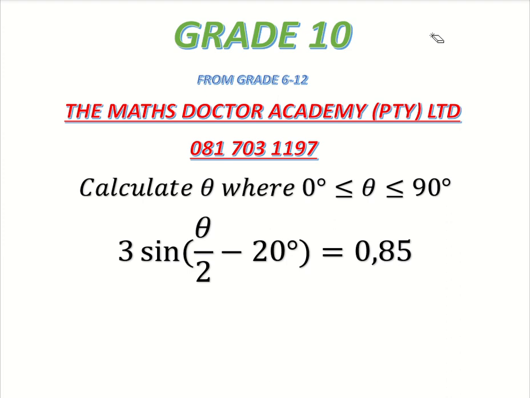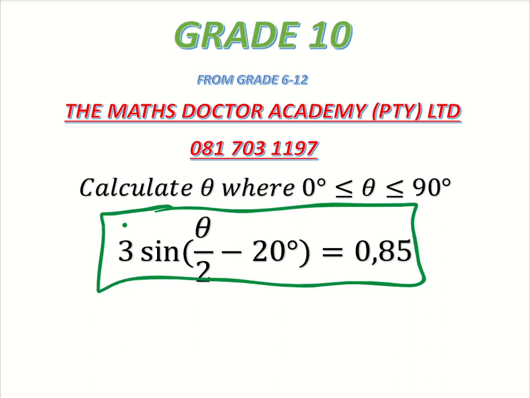Today I'll be showing you how to solve trigonometric equations, okay? So this is our question here. We are required to calculate theta where 0 degrees is less than or equal to theta and theta is less than or equal to 90 degrees. Then this is our given equation. So we're supposed to solve for theta in the equation, right?